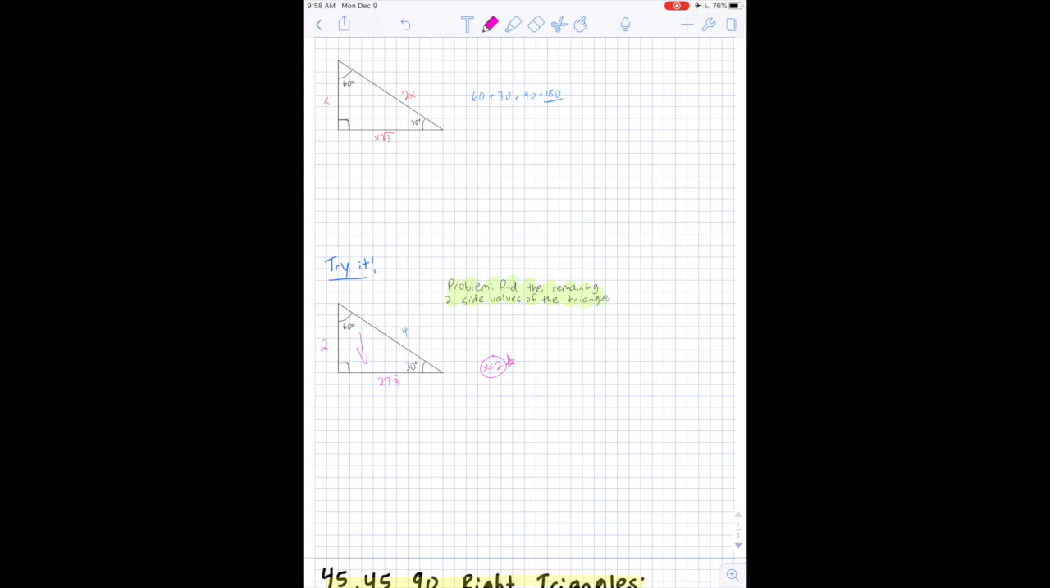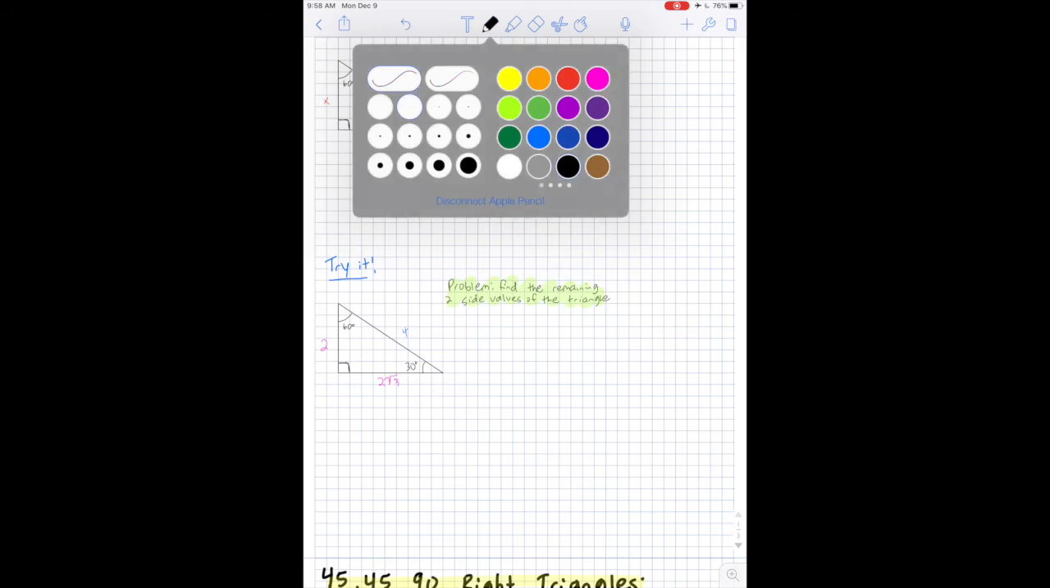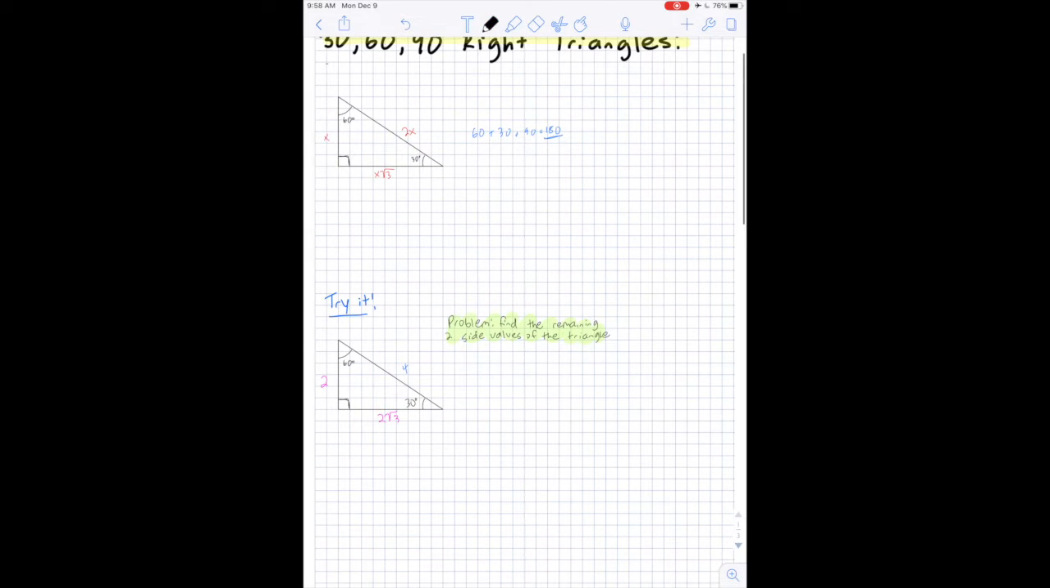And guess what? We just found out the remaining two side values of the triangle. We have a 4, a 2 times the square root of 3, and a 2. That's pretty fancy, okay? So it really wasn't that hard of a problem. All we had to know is that opposite the 60 degree angle is x times the square root of 3, opposite the 30 degree angle is x, and opposite the 90 degree angle, the hypotenuse, is 2x. That's all we had to know.